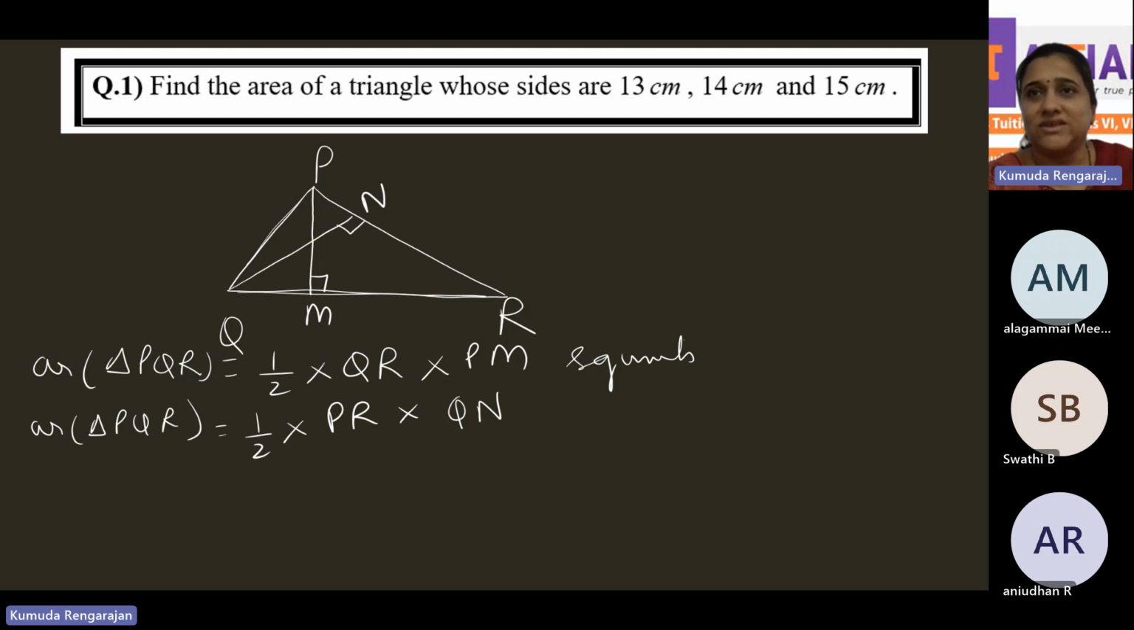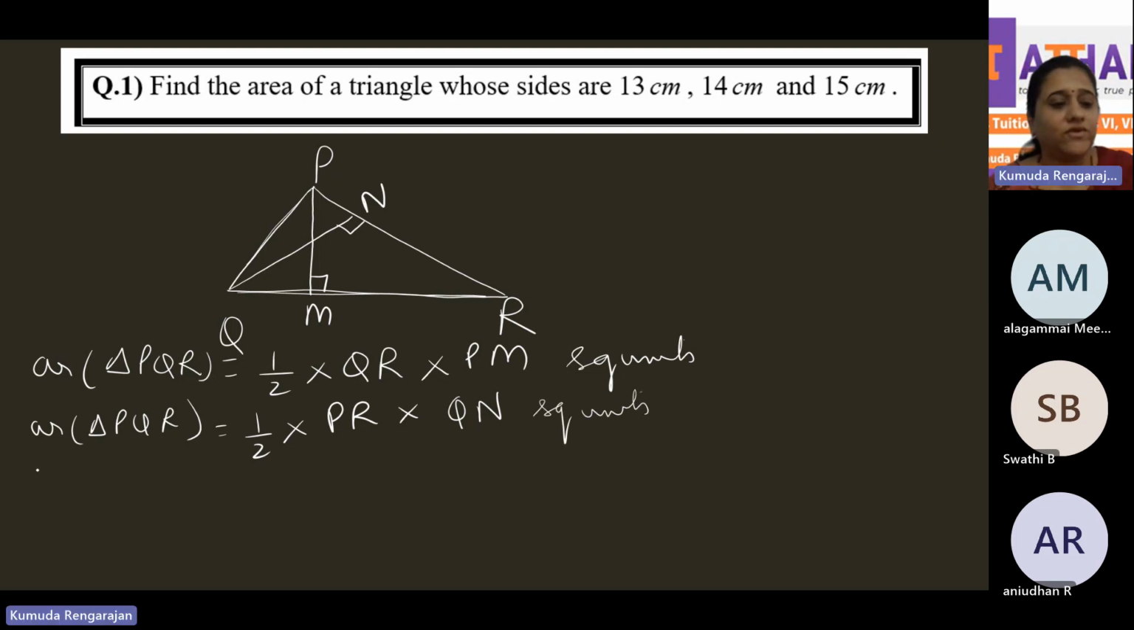A triangle has three sides. Any side of the triangle can be taken as the base, provided you have the corresponding altitude. You can take PQ as the base, you can take QR as the base, you can take PR as the base. If you take QR as the base, you must know the altitude PM. If you take PR as the base, altitude QN. Correct? Square units.